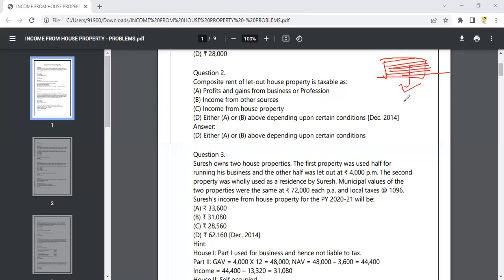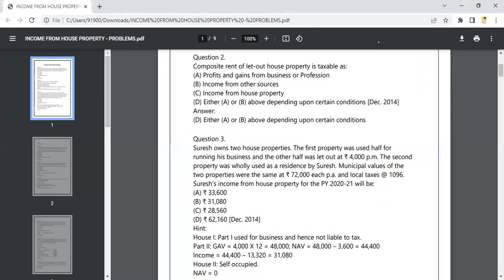If you are getting an amount out of this property, can I call that income from business or profession? Am I doing a business out of this property? Yes, obviously I'm doing a business because I'm giving some services to them, and for those services I'm collecting some amount. So it can be either profit and gains from business or profession, or income from other sources. That's your answer for that question.